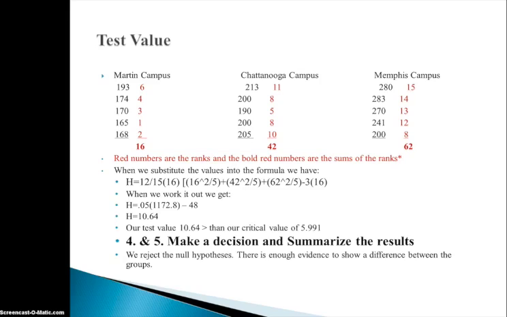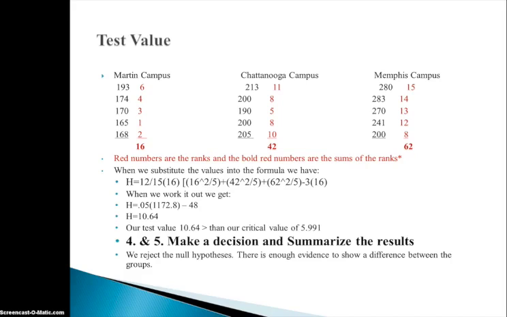After we put the groups together, then we're going to rank the data values. We start from the lowest, which is 165, which would give us a number 1. The next is 168, number 2, 170, number 3. 174 is number 4. Then we look at Chattanooga's campus, 190 is our fifth value. Our sixth rank is 193.